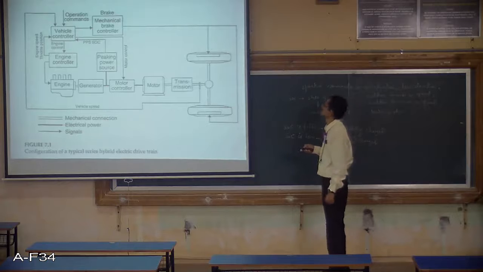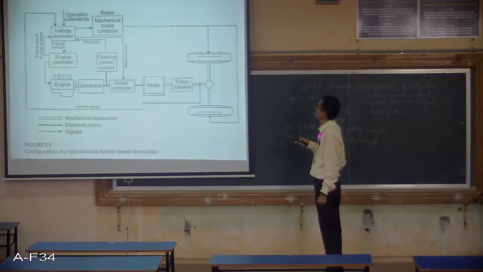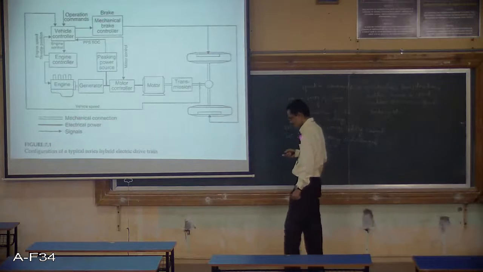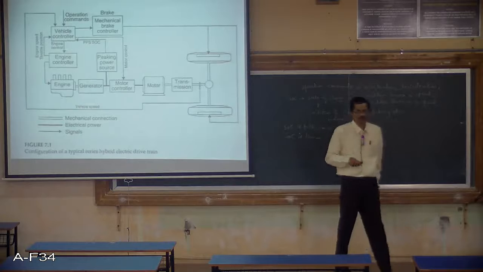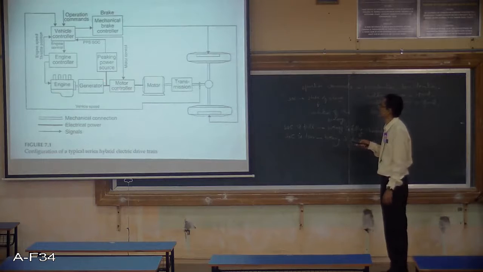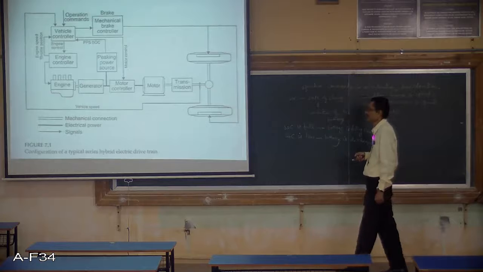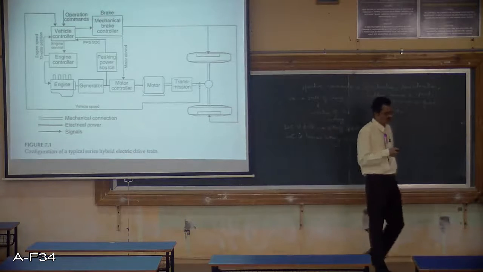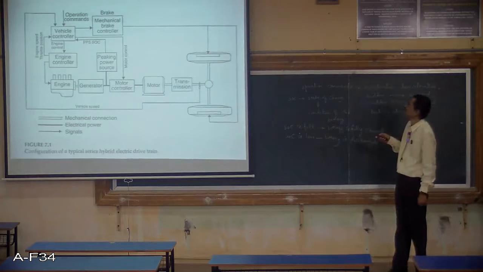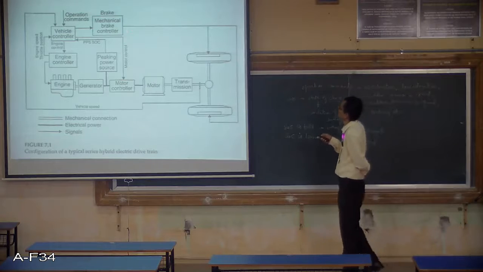The outputs which are available from the vehicle controller, these are the mechanical brake controller. So when you are applying the mechanical brakes, suppose suddenly I want to stop the vehicle, you cannot have the generating action and again feeding back the power to the peaking power source and so on. That will take more time. So if you require sudden braking, you have to apply sudden mechanical brake. So this mechanical brake controller is here.